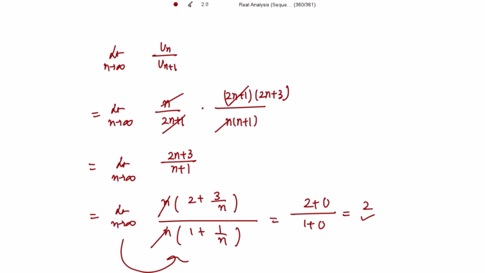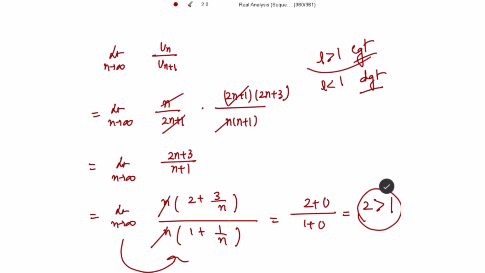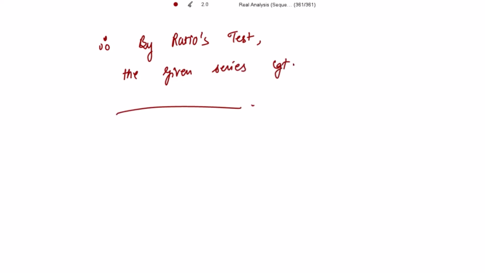Now this limit, 2, is strictly greater than 1. When the limit is strictly greater than 1, we get the series to be the convergent series. For L strictly less than 1, we get the divergent series. Right? 2 is strictly greater than 1, so our given series is a convergent series. So therefore, by ratio test, the given series is convergent. It is convergent. Okay, thank you.